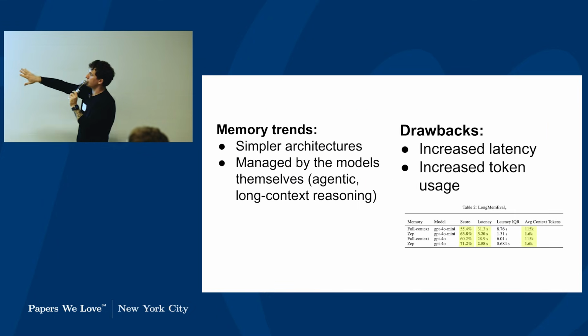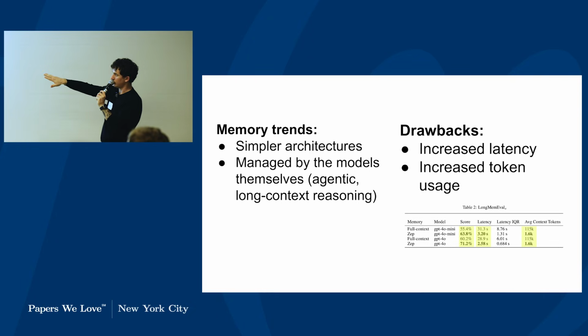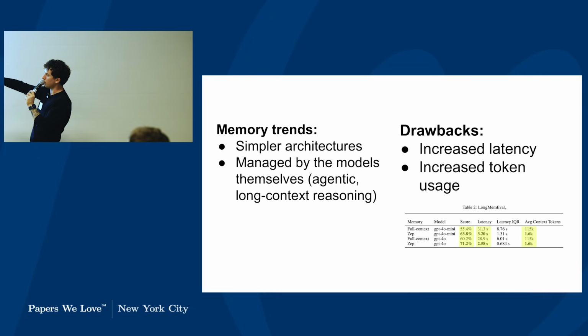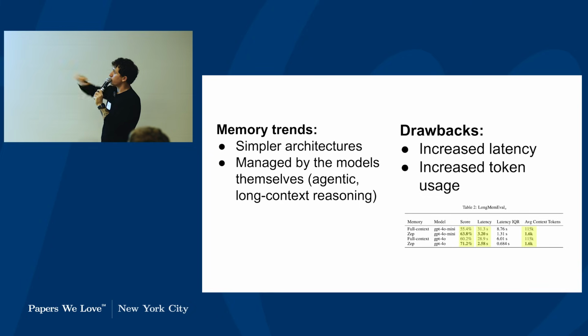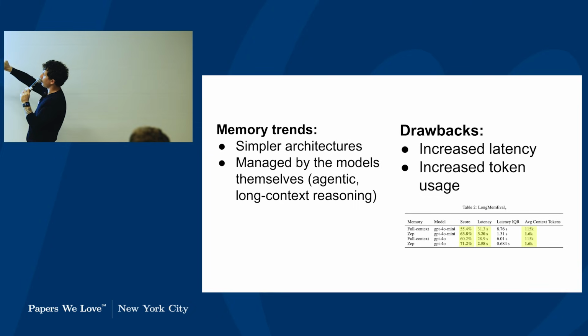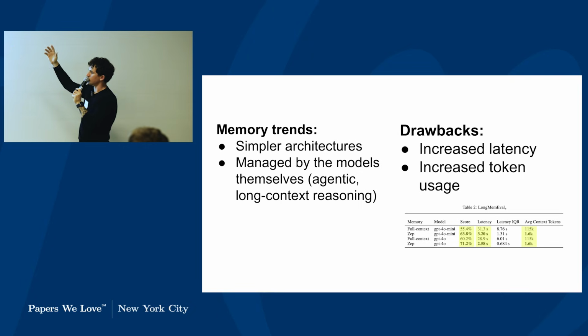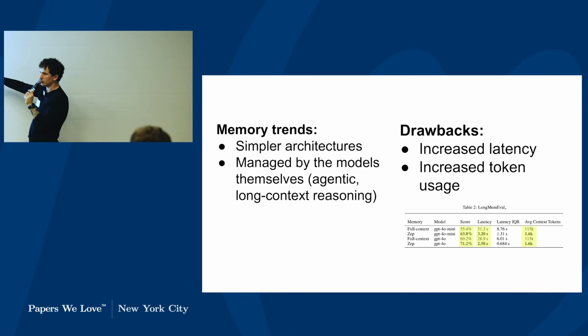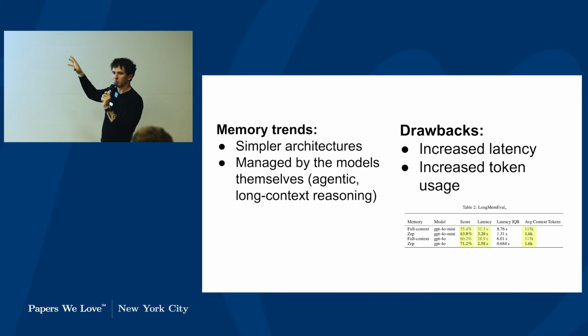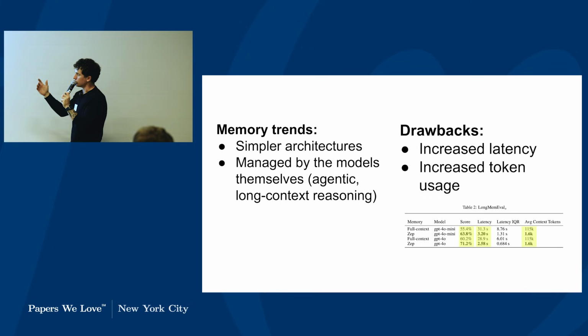And so trends in AI memory, we're seeing simpler architectures, and more than anything else, we're seeing models getting smart enough to really manage their own context, either agentically or via long context reasoning. But we still have drawbacks, and we still have benefits to something like Zep. The memory trends result in increased latency, increased token costs. With Zep, you get your reduced latency, you get your reduced token costs. So I think this architecture is still really relevant and very cool, but I did think it was worth highlighting how things have evolved, because it's changed very fast even since January.